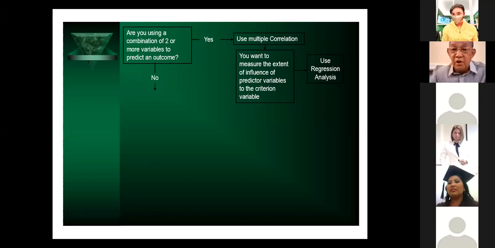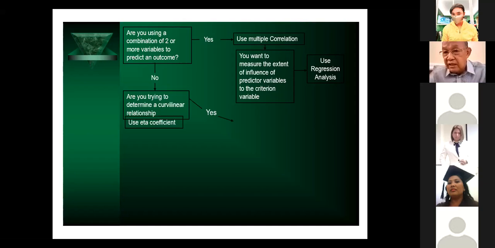Otherwise, if your answer is no to the question, are you trying to determine a curvilinear relationship? Ang ibig lang sabihin ng curvilinear relationship, non-linear ang relationship ng variables. In other words, pag ipinlot ninyo yung data, hindi ka makakita ng trend line na obliquely to the right or to the left. No? So, yan ang sinasabi natin. If you don't see a trend line, the data are curvilinear in relationship. If your answer is yes to the question, Vocal is saying use eta coefficient.